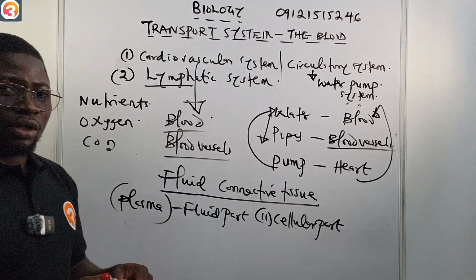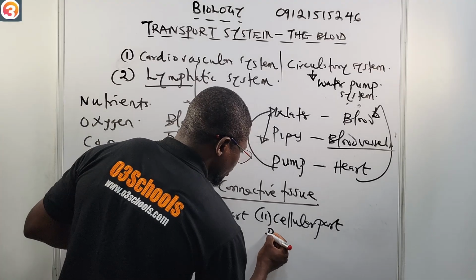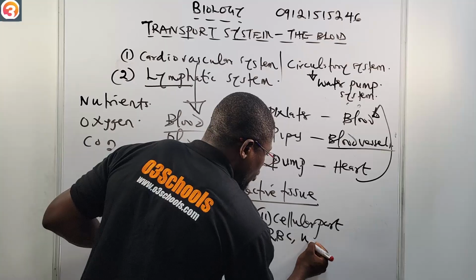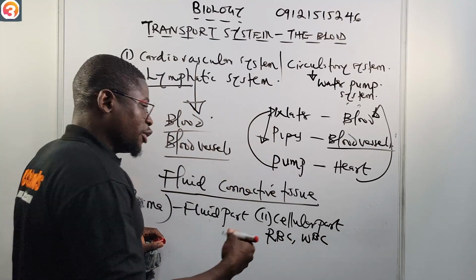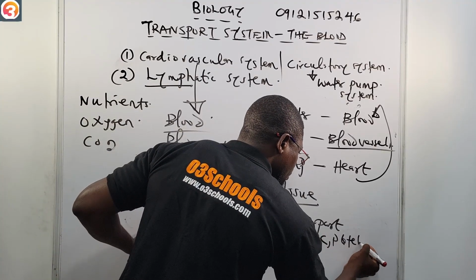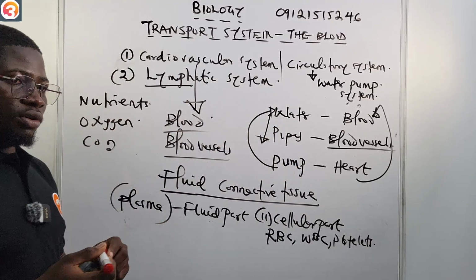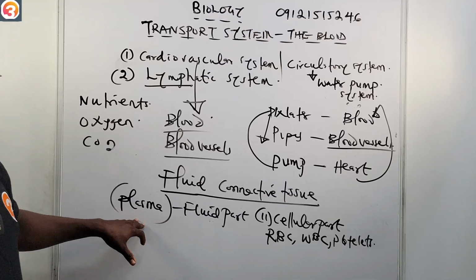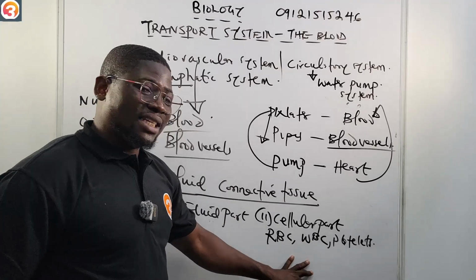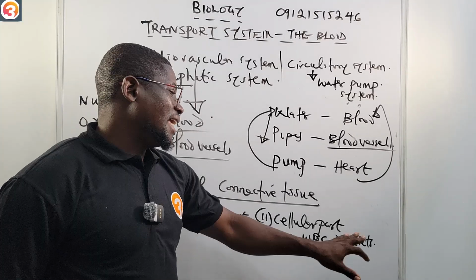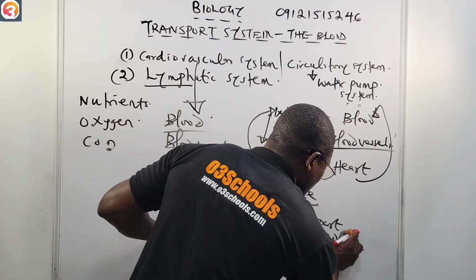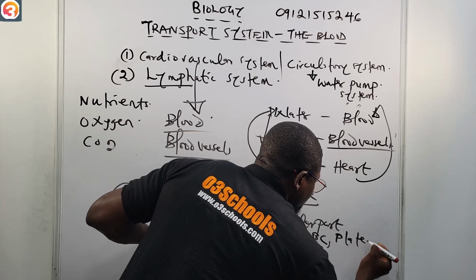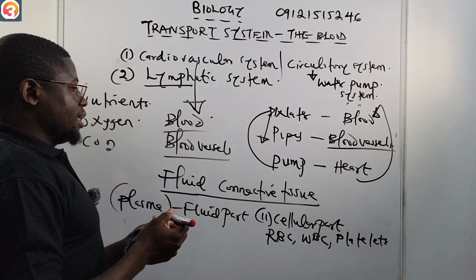This cellular part contains the three types of blood cells that I want to look at. Number one, the red blood cells, RBC. I'm also going to look at the white blood cells, WBC, and then the platelets. So that is the components of the blood. We have the fluid part, which is called the plasma. Then we have the cellular part, which contains the red blood cells, the white blood cells, and the platelets. Platelets: P-L-A-T-E-L-E-T-S, write it well.